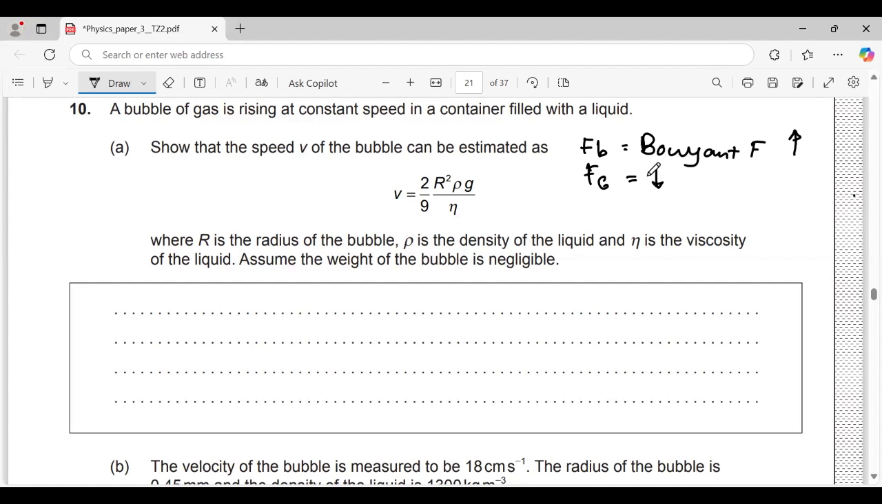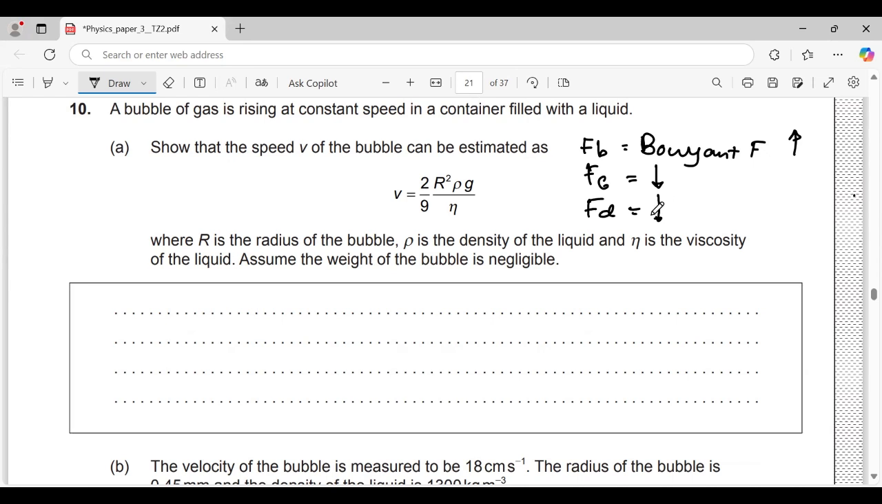Gravitational force is due to the weight of the liquid displaced by the bubble. And the third force is drag force, Fd. Drag force is a force acting downwards as well. Drag force occurs because the liquid's viscosity opposes the bubble's motion.